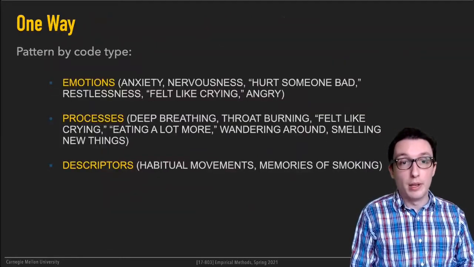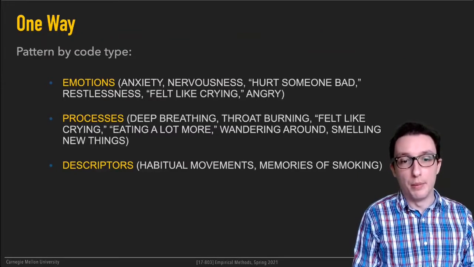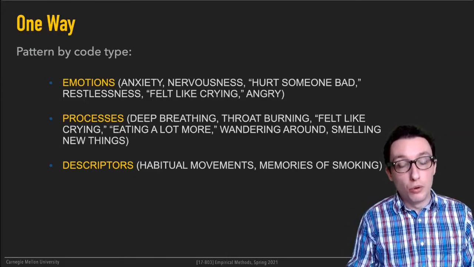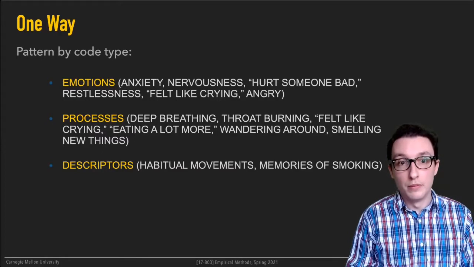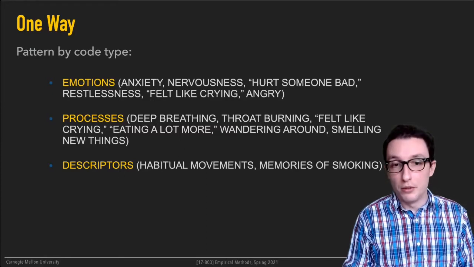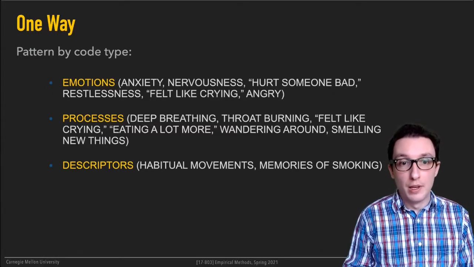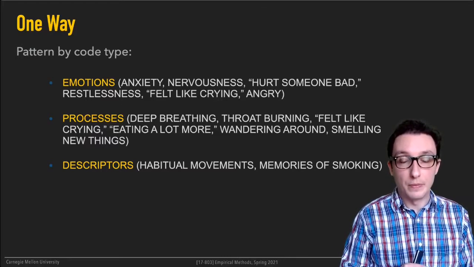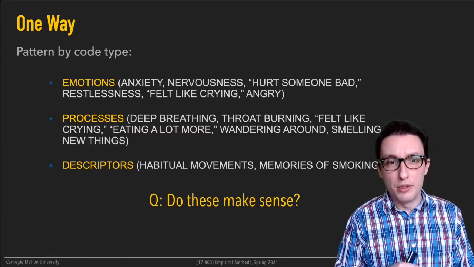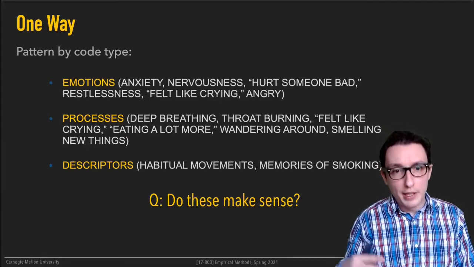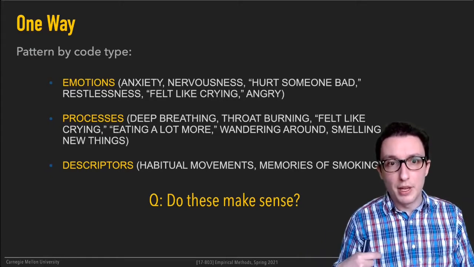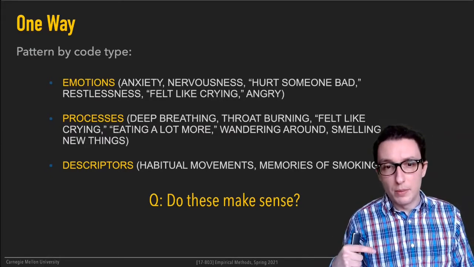So for example, a very intuitive way of creating these patterns is to group the codes by type, right? You could group all the emotions together, all the processes together, all the descriptors together and so on. That would give you something like this, okay? But the book talks about how this is maybe not the most meaningful way of finding patterns here. Maybe the one about emotions is interesting and meaningful, but the ones about processes and descriptors aren't super interesting.